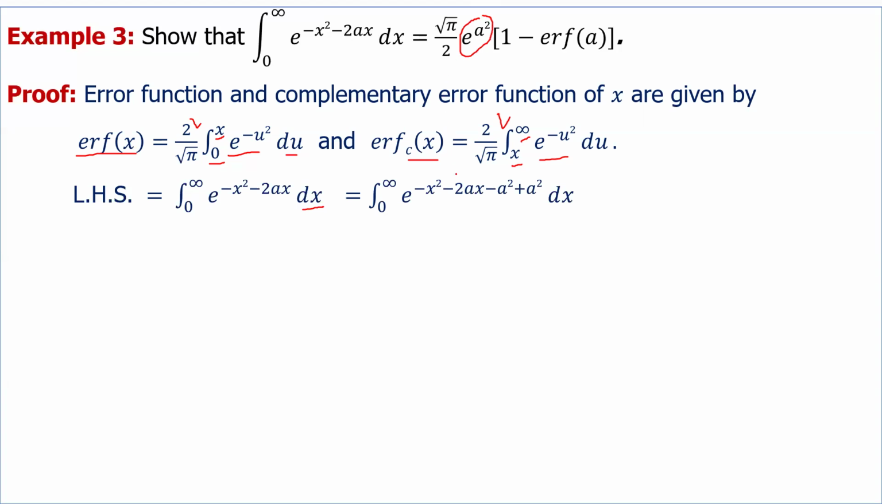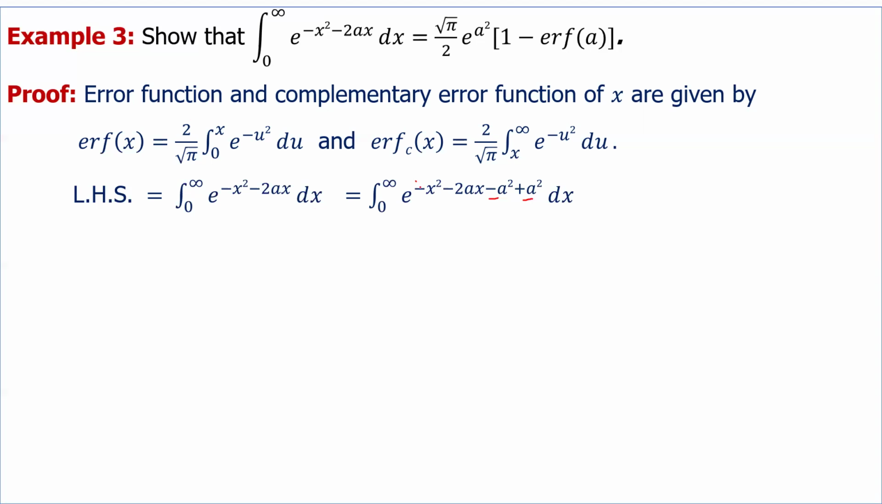So let us multiply by e to the power minus a square and also e to the power a square. If e to the power minus a square and e to the power a square are multiplied, it will become 1. So we are doing minus a square and plus a square like that.